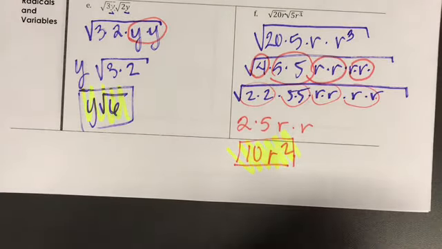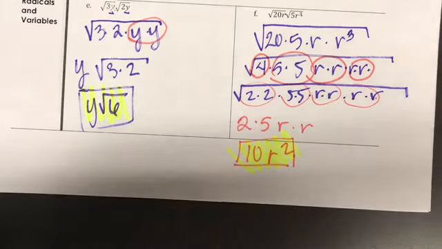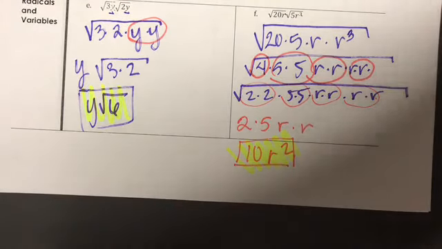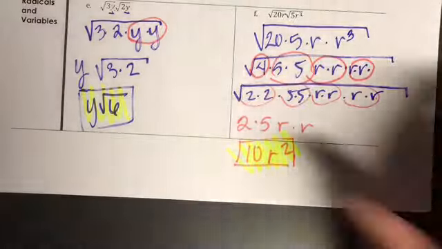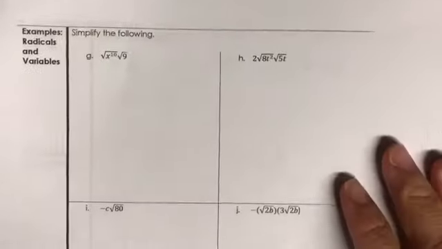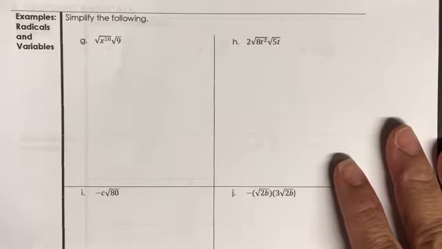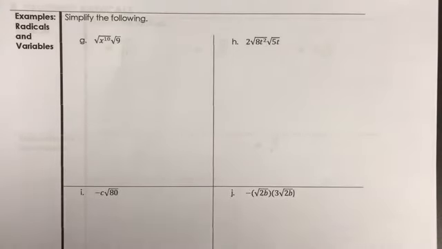Alright, let's go ahead and look at some more examples. Alright, so radicals and variables. We are going to specifically look at variables in this case. So remember, you're going to expand to find the perfect squares, or take the square root of perfect squares, which is the same thing.